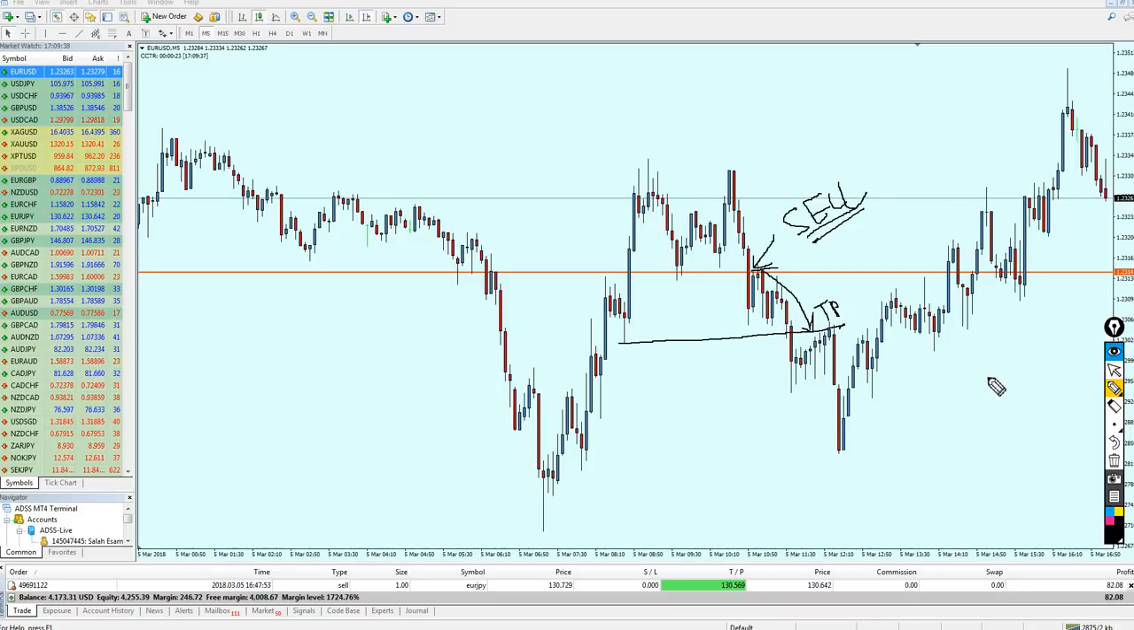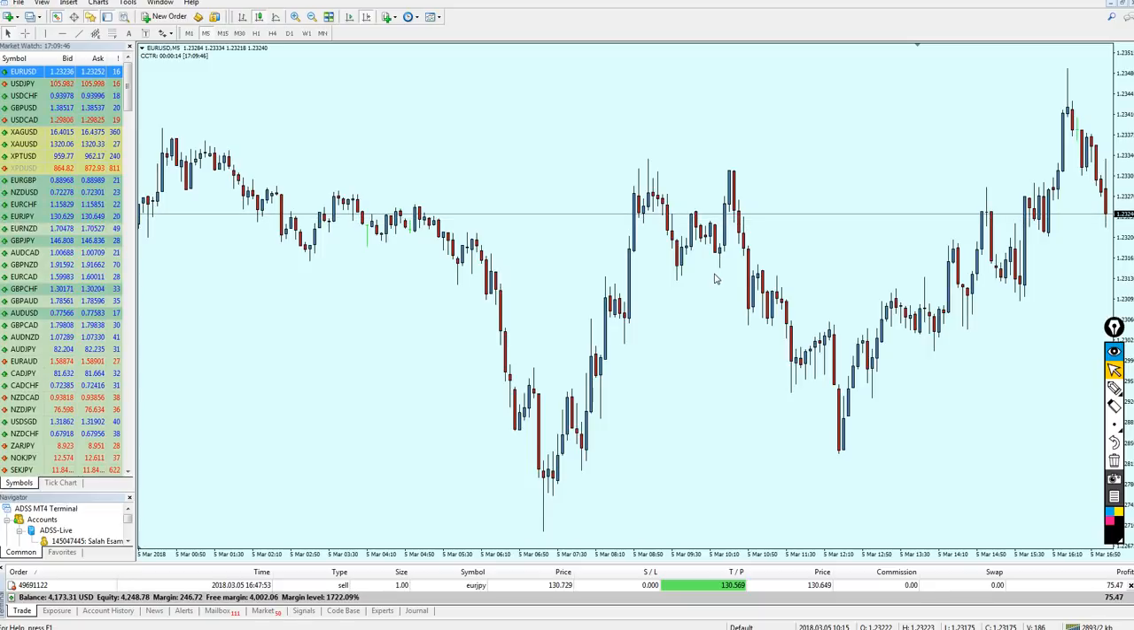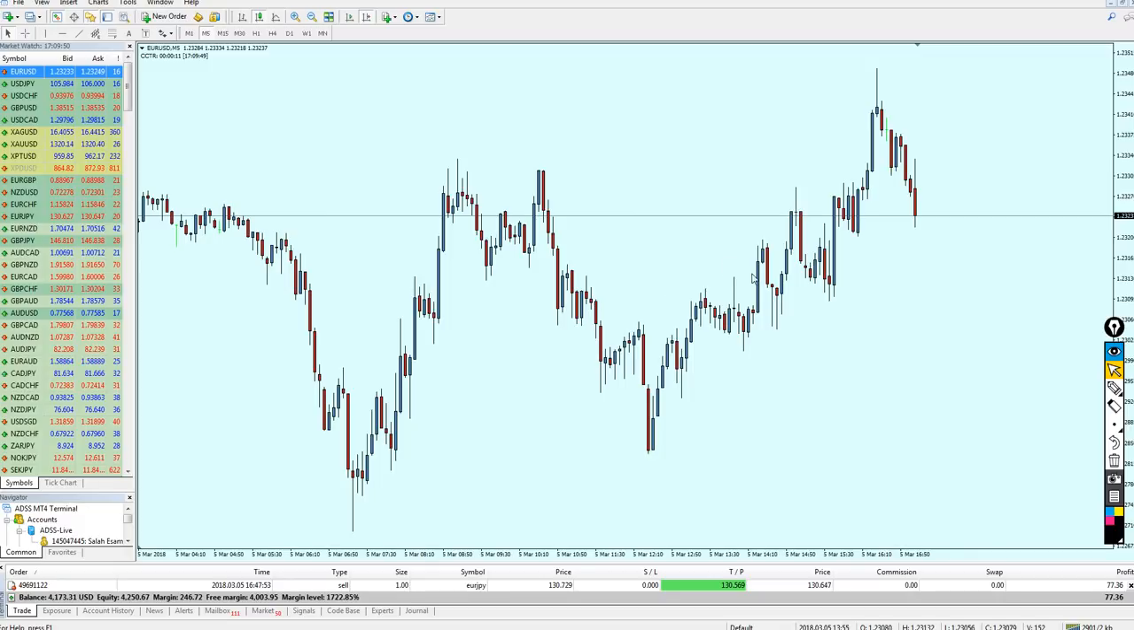So here will be my take profit. It's very simple, yet very easy, and unbelievably profitable, if you just practice how to define the breakout candles. Let me show you an example. We have here now a breakout candle, a bullish breakout candle.